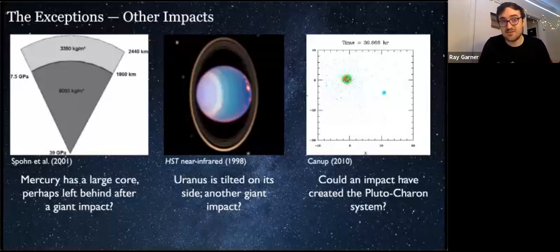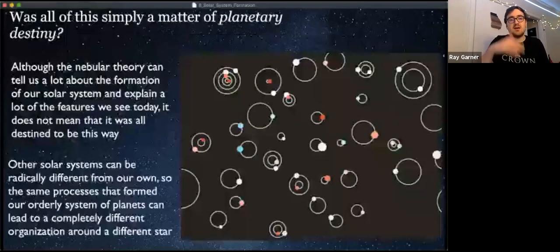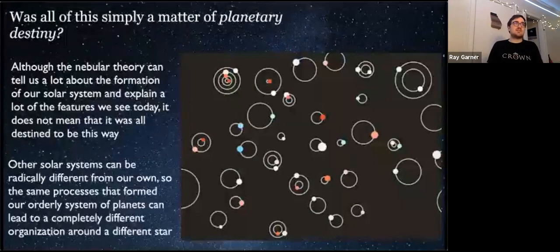Perhaps that's what happened out there. So impacts can sort of explain some of the other features we see in the solar system. Now you might be wondering, was this all simply a matter of planetary destiny? Was this always going to happen like this? Although nebular theory can tell us a lot about the formation of our solar system and explain a lot of the features we see, it doesn't mean that it was all destined to be this way.